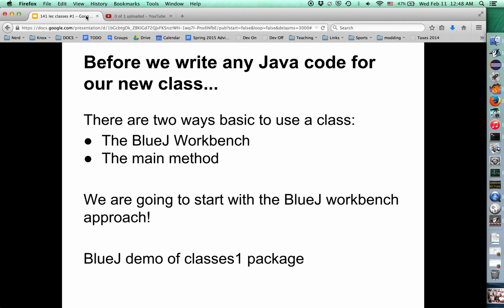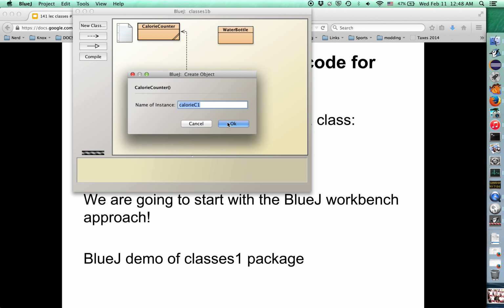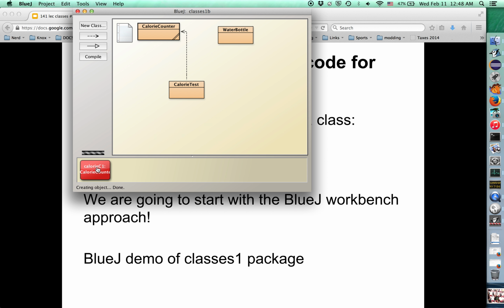Now before we write any code to build this new class, let's go ahead and demo how we can do this. So I'll start with the BlueJ workbench and then I'll work on a main method. So let's pop on over to BlueJ. Here's CalorieCounter. Now, if we right click on this, you notice we don't come up with a main. This doesn't have a main in it. Let's go ahead and use the constructor. We're going to create a new one of these. Let's just pick the default name, calorie1. That's fine. It shows up down here in the BlueJ workbench.